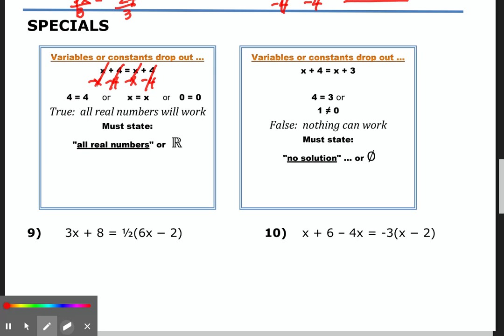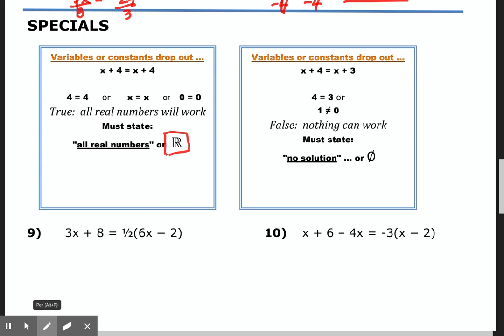So if the left side of the equation is equal to the right side after you perform a first step, then it's true. Is 4 equal to 4? Yes. Is x equal to x? Yes. Is 0 equal to 0? Yes. So this would be all real numbers. So all real numbers would work no matter what you would put in there. So all real numbers, or a fancy way you can write an R like that for all real numbers.